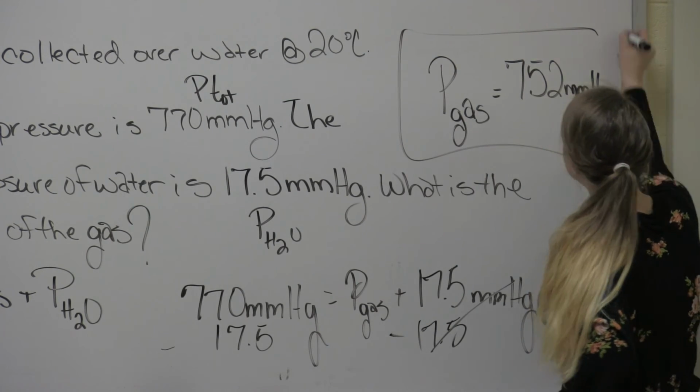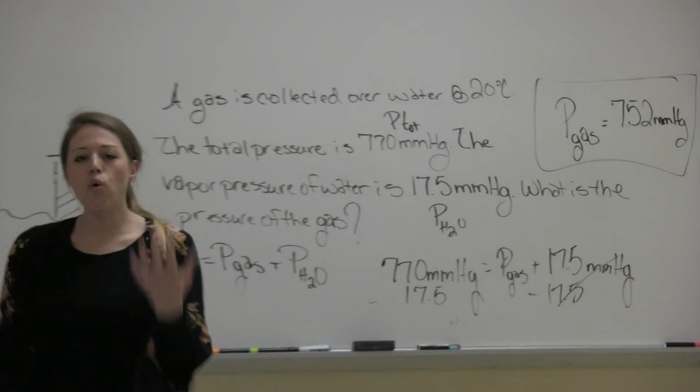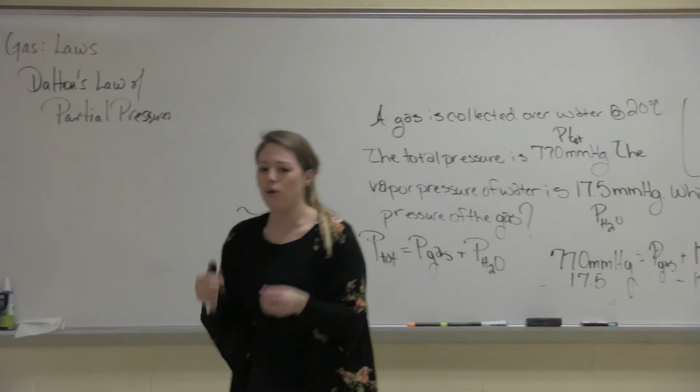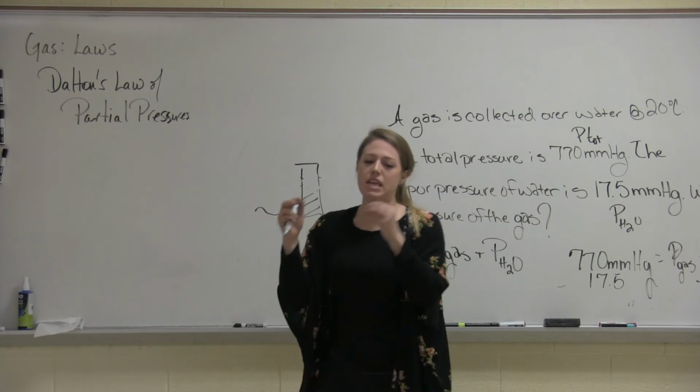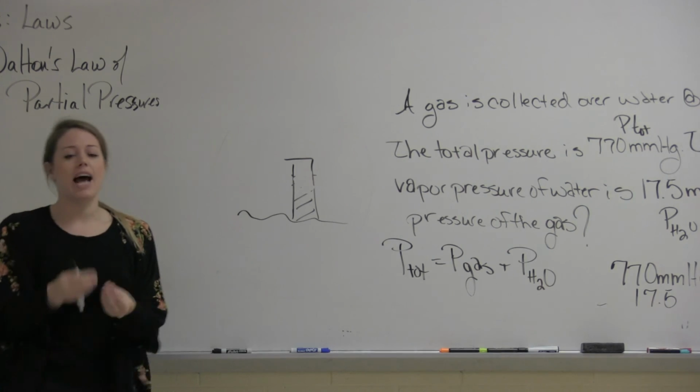So overall, what Dalton's law is saying is that if we've got a mixture of gases, the total pressure is the sum of each of the individual gases. So it's going to be the pressure of the gases in the container.